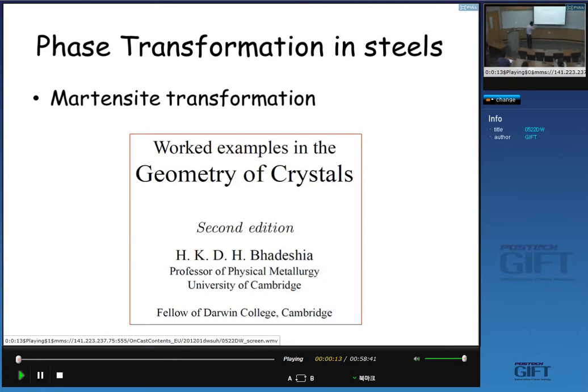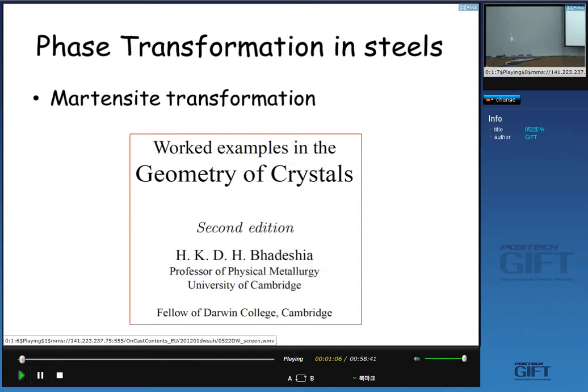Yeah. So far, we have discussed the transformation in ferrous alloys, in particular how the diffusion process controls the transformation kinetics. From now on, I will focus on another type of transformation which can be observed in iron and its alloys, which is called the martensite transformation. The martensite transformation is quite a special transformation observed in iron and its alloys compared to the transformation governed by diffusion.